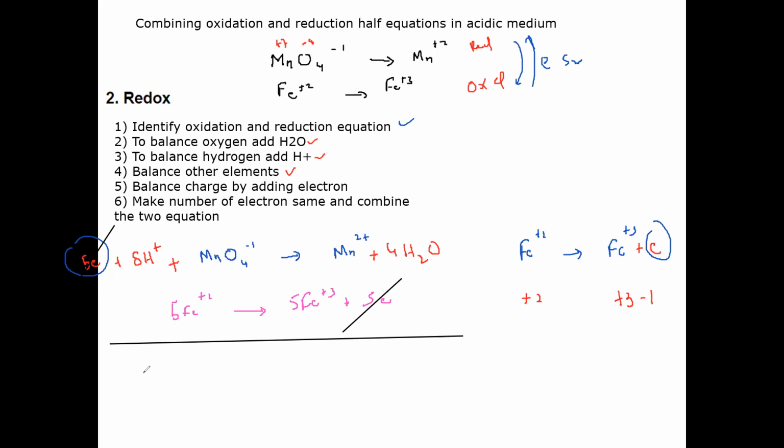So on the left hand side, we are left with 8 protons, MnO4 with a charge of -1, and 5 Fe 2 plus. And on the right hand side, we are left with Mn 2 plus, 4 water molecules, and 5 Fe 3 plus. This is the balancing of a redox equation in acidic medium. Is it clear?